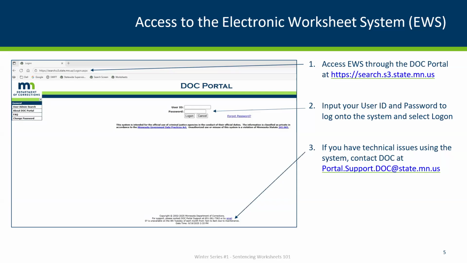When you have any technical issues related to the system, like your password is expired or it keeps kicking you off the system for some reason, do reach out to the Department of Corrections through that email link that they have down there at the bottom of the screen. But try to avoid sending them your guidelines questions.